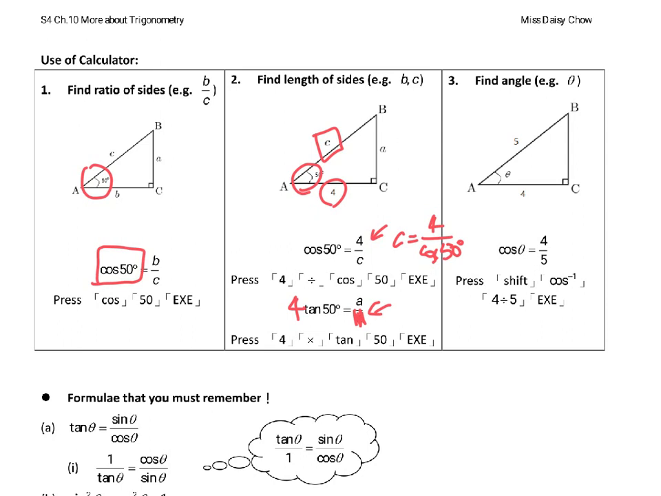And then for the last one, given the sine for you, and then ask you to find the theta. So how to do this one? You just throw the cosine to the right hand side. So you press the calculator will be shift cosine. This one will be the inverse of cosine, and then 4/5, and then you will get the answer. So this is the third point that you have to know how to use the calculator.